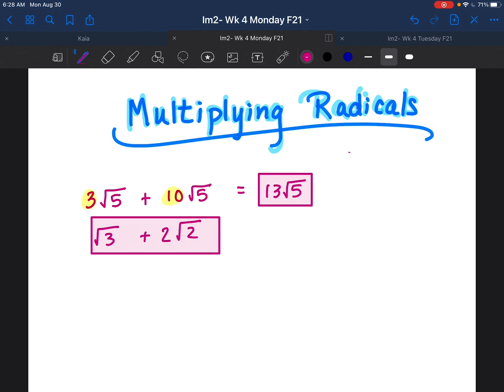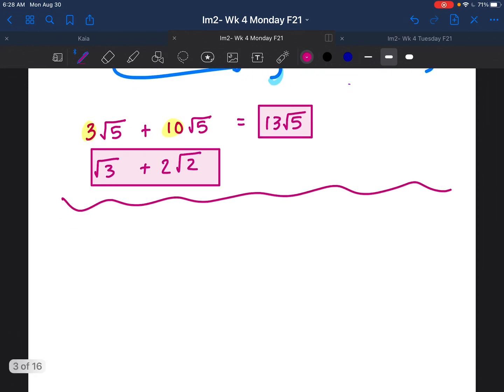Okay? So today, instead of adding and subtracting, we're going to be multiplying radicals. So we can multiply any radicals. Doesn't have to be the same radicals like with adding and subtracting. So if I have root 3 times root 2, simply just multiply the numbers under the radical, we would get root 6. Easy enough, right?